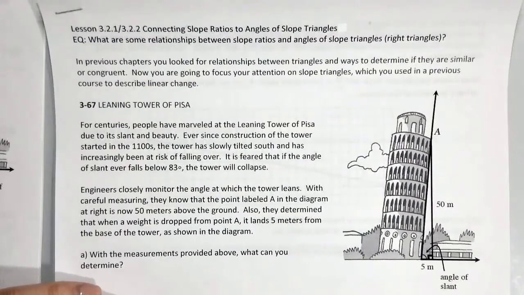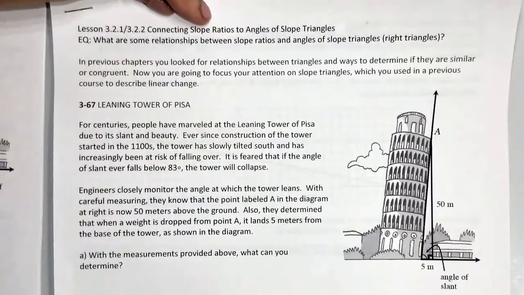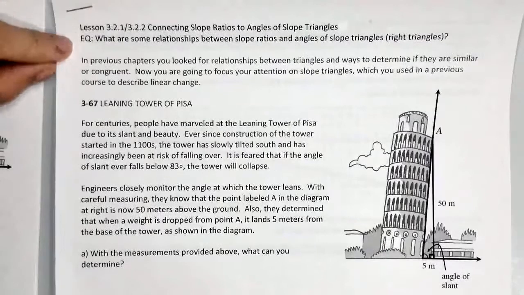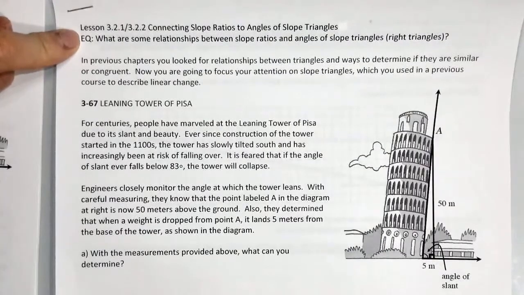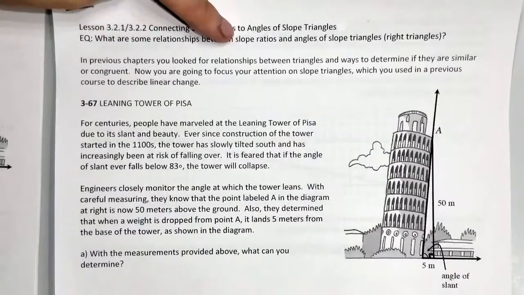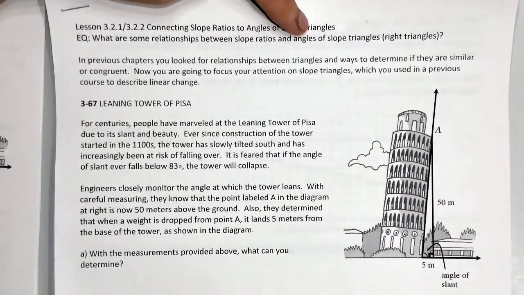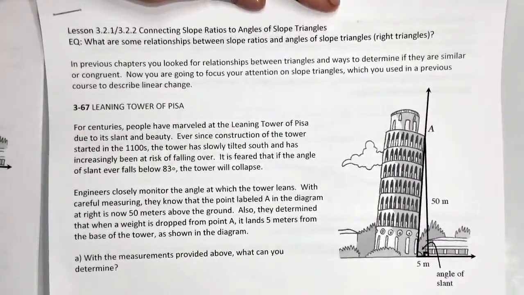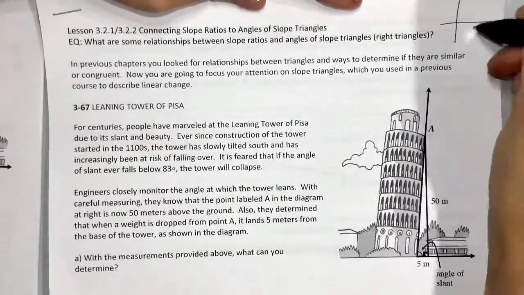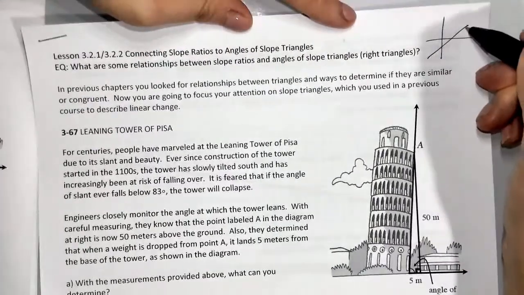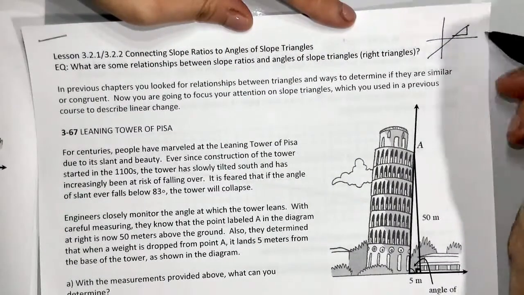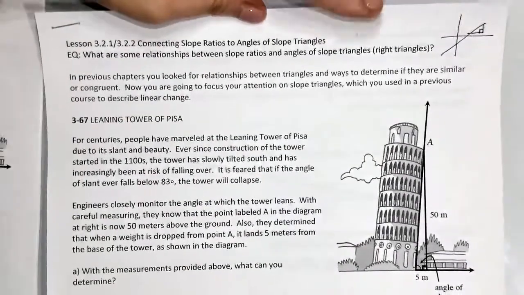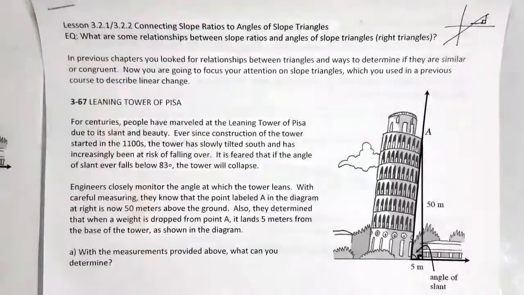Today we're going to be looking at slope ratios and angles of slope triangles. So here's a question that you want to be able to answer at the end of the lesson. What are some relationships between slope ratios and the angles of slope triangles? Now, you have heard of slope triangles before, where you're given a line and you have to find a slope, but then we drew triangles to find our slope, rise over run, and we created these right triangles, right? We're going to come back to that here in Integrated 2.